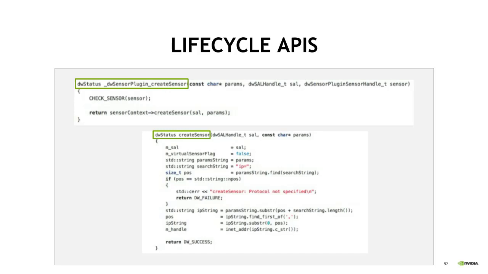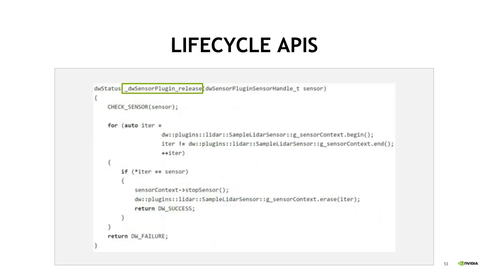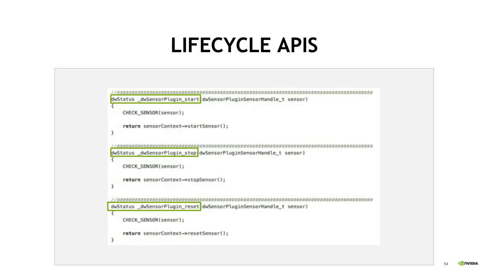The release function shall deallocate and release any resources acquired during the create handle and create sensor calls. For the case of Cepton, we stop the sensor if not already stopped and delete the sensor instance. Now, we're going to look at the start, stop, and reset functions.